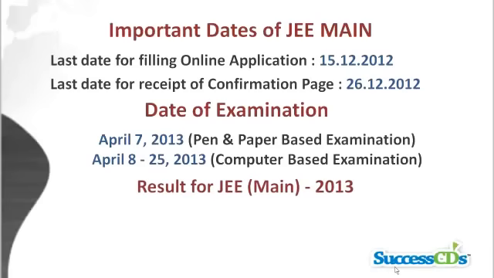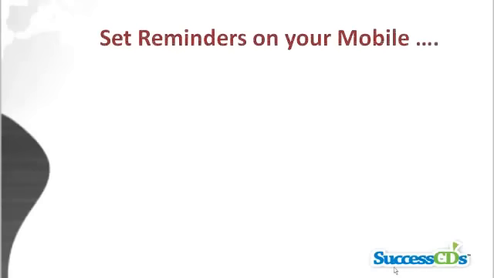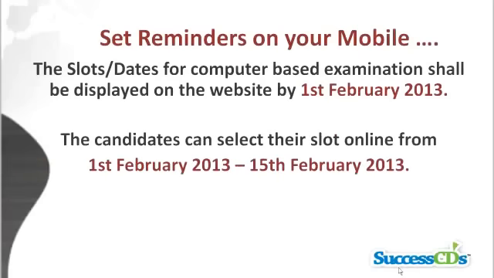The results for JEE Main examination 2013 is likely to be declared by 7th May 2013. You also need to set reminders on your mobile for these information. The slot dates for computer based examinations shall be displayed on the website by 1st February 2013, so set a reminder for 1st of February, and on 1st to 15th you can select this online slot for your computer based examination.